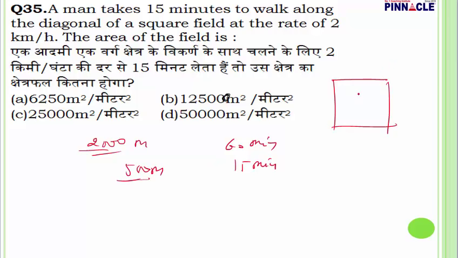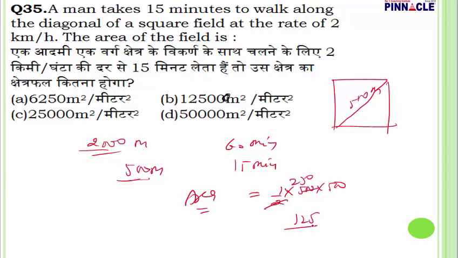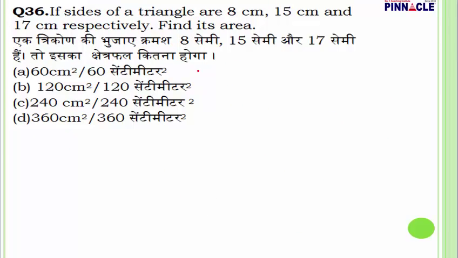So the person has traveled a 500 meter distance in 15 minutes. The question is the area of the field. So the diagonal is 500 meters, and we know the diagonal, so what is the area? Area is 1/2 d², and d is given as 500. So the area of the square should be equal to 250 into 500, that is 125,000. B should be the answer.